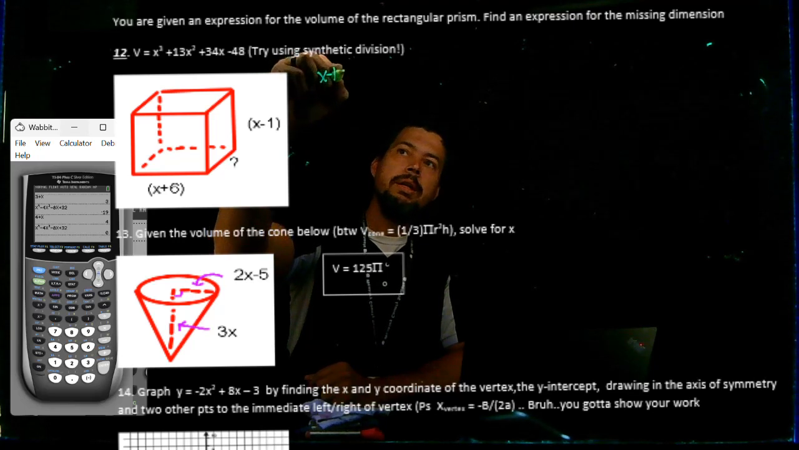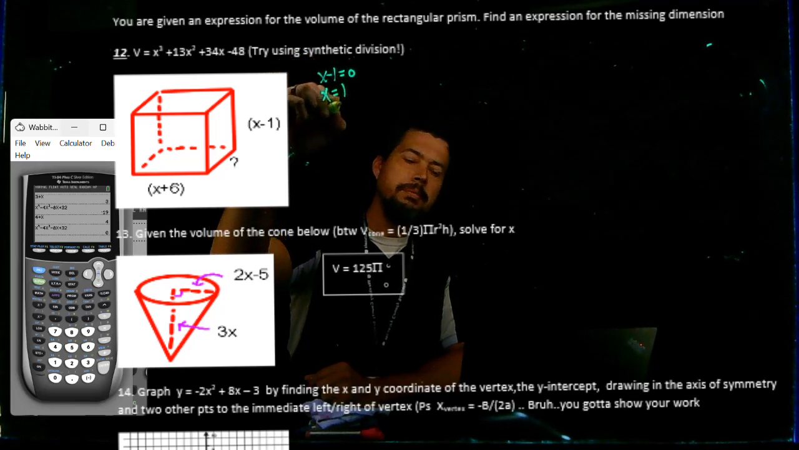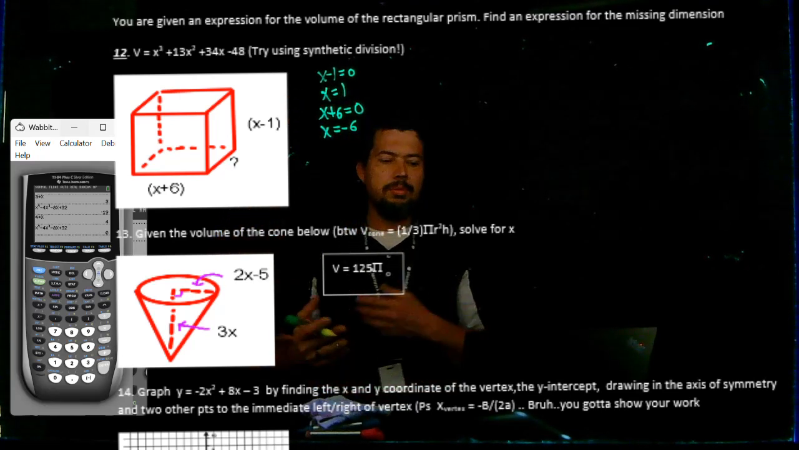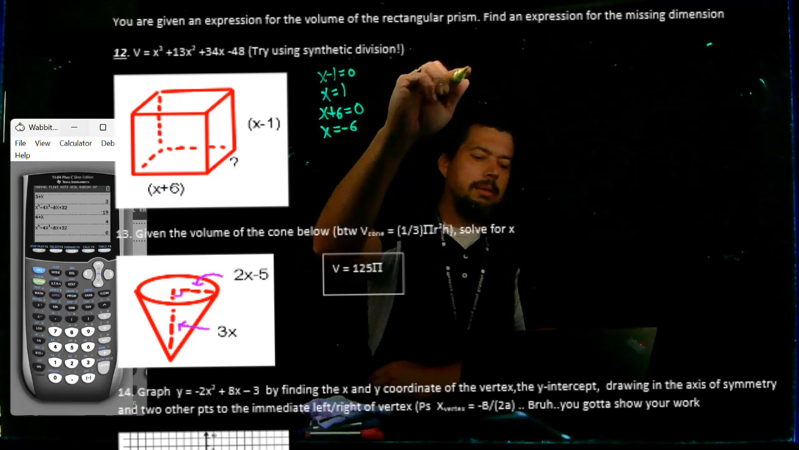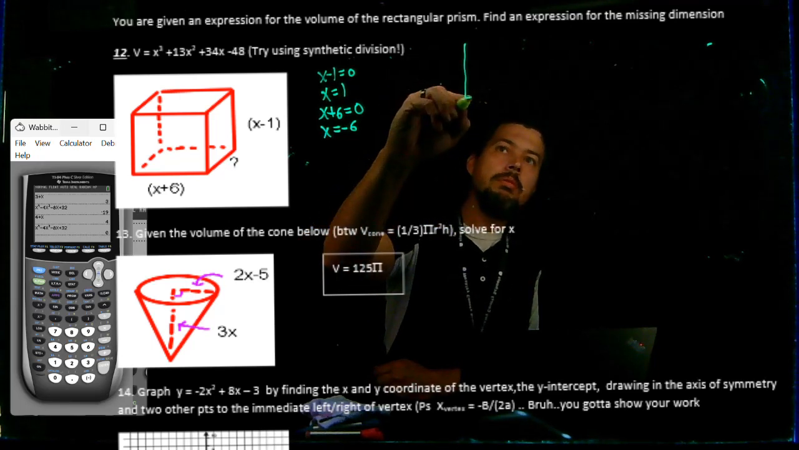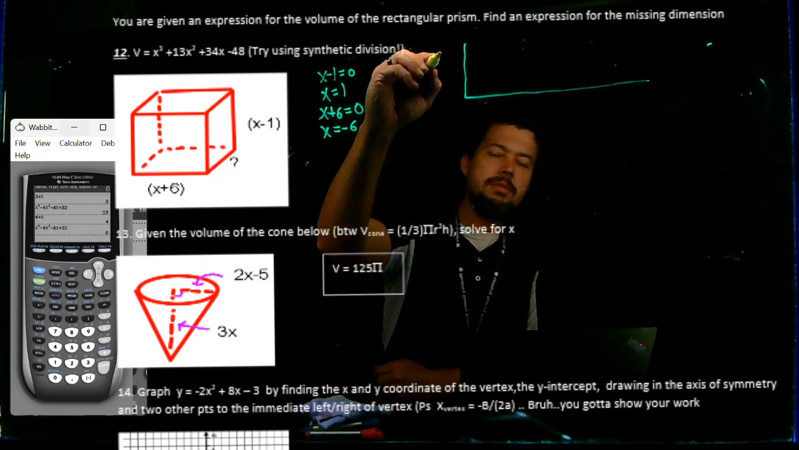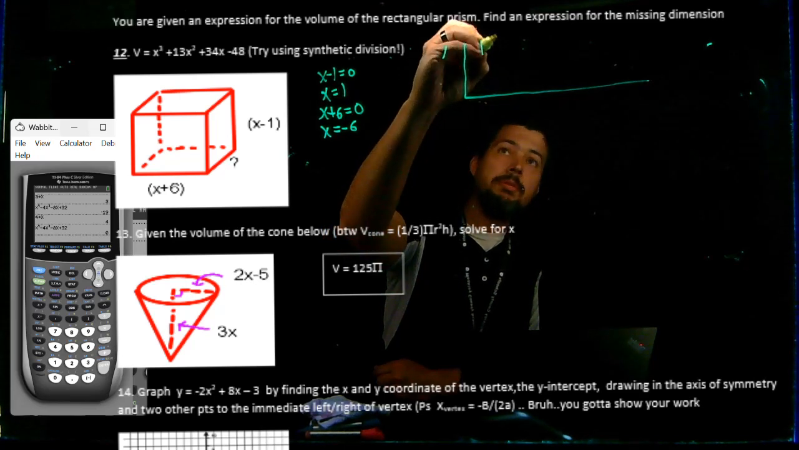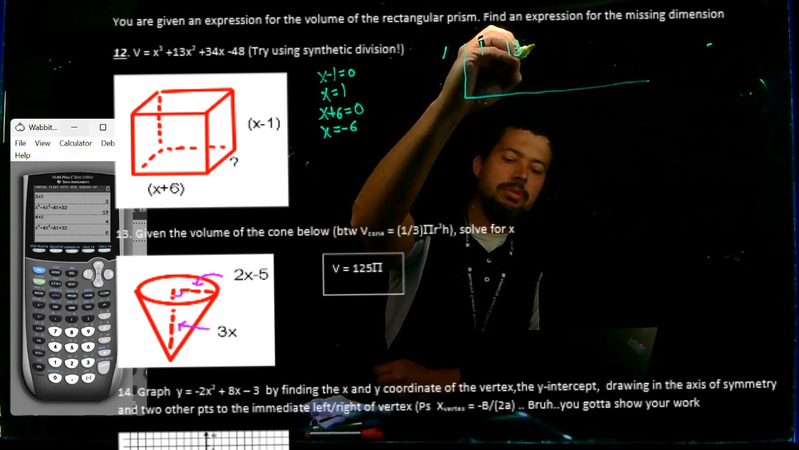X minus 1 is a 0, which means x is 1. And x plus 6 is a 0, which means x is negative 6. And we're just going to pick one of these and go. I'm going to go ahead and do the 1 since it's small. In math, if you do the easy things first, it makes the next line easier. Of course, for some of you, none of this is easy. I wish you could get to the point where it was.